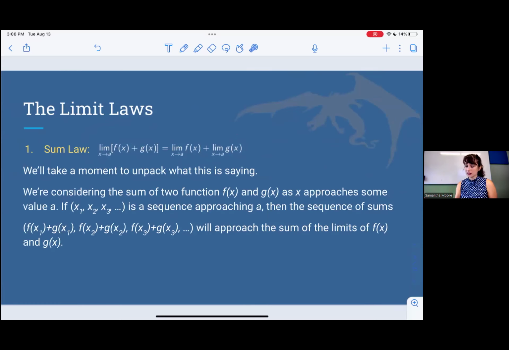So basically, this is just saying that, thinking about that sequence breakdown, if I have an x sequence, x1, x2, x3, and so forth, approaching a, then for the function f of x plus g of x, the sequence of y values you would get is going to approach the same number as if you looked at the limit of just the f y values and then added on the limit of the g y values.